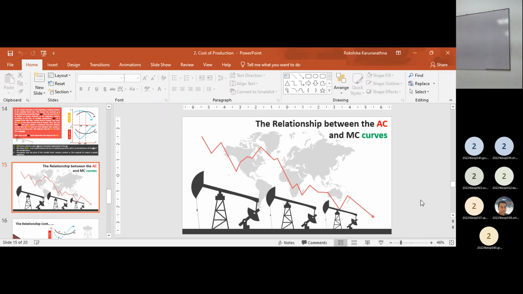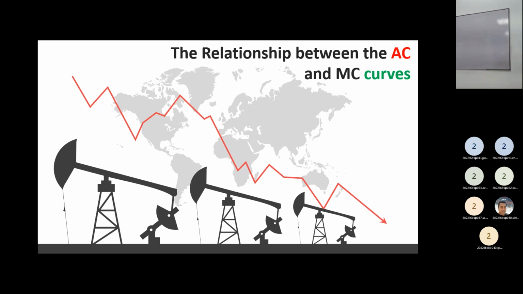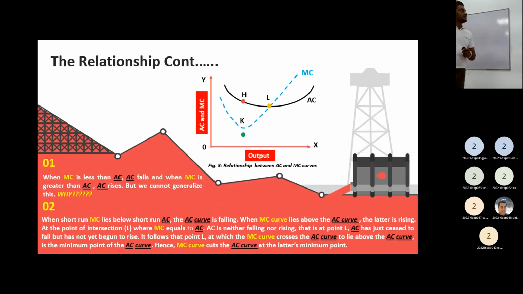Okay. Fine. So let's start our today's discussion. We are going to look at the relationship between average cost and marginal cost curves. Up to now, we discussed the relationship between product and cost. Earlier, we discussed the relationship between average product and average variable cost. Thereafter, we discussed the relationship between marginal product and marginal cost. But now we are going to discuss the relationship between both cost curves, average cost and marginal cost.